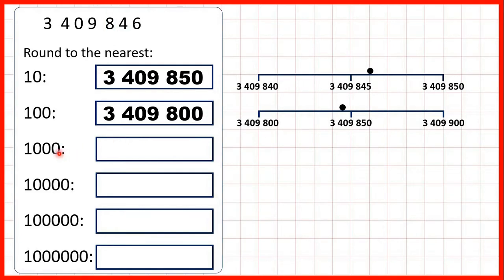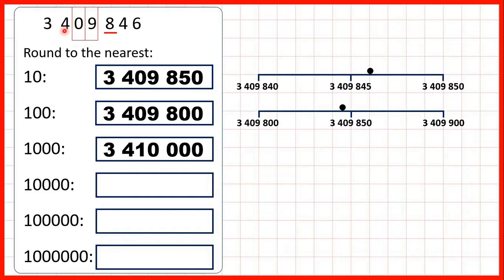Now to the nearest 1,000, we find our thousands digit and look at our hundreds. We have 8, which means that we're rounding up. But we already have a 9 in our thousands, and we can only have 1 digit in each place value. So what we need to do here is look at our thousands and 10,000s together. We can add 1 to 09 to get 10.